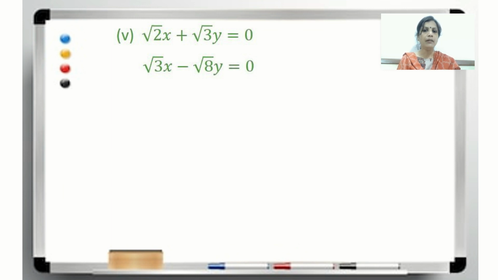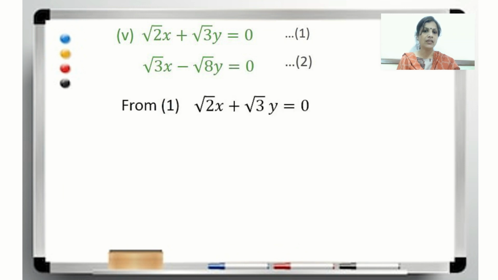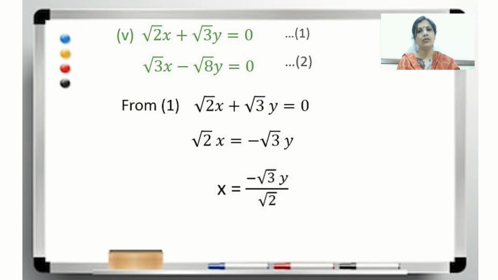So in this example, we will consider √2x + √3y = 0 as equation 1 and √3x − √8y = 0 as equation 2. So from equation 1, that is √2x + √3y = 0, let's find out the value of x so that we can substitute it in equation 2. So we'll solve it. √2x is equal to, shift √3y to the right side, so it will be −√3y. So x will be −√3y upon √2.